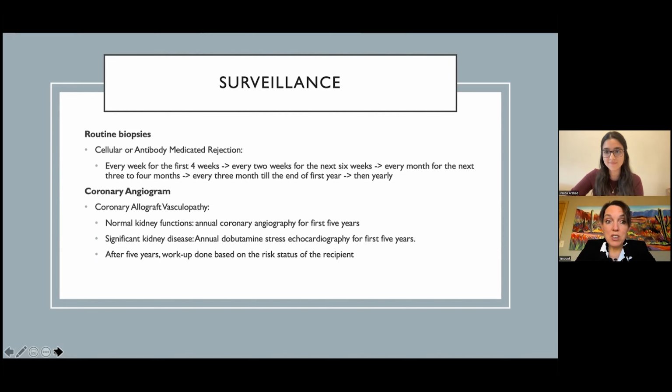One thing that's really important about this is that we know that if we detect cellular rejection or antibody-mediated rejection before there's graft dysfunction, there can be improvement and stabilization of the graft. And so that is the reason for the frequent antibody-mediated rejection and cellular rejection biopsies that we do after transplant, to try to catch that rejection before it's clinically significant. Right, which is very important for these patients.